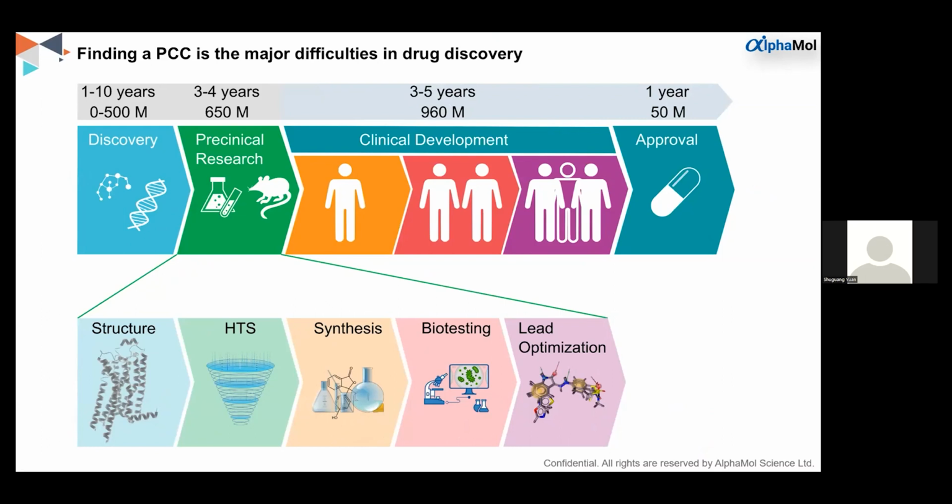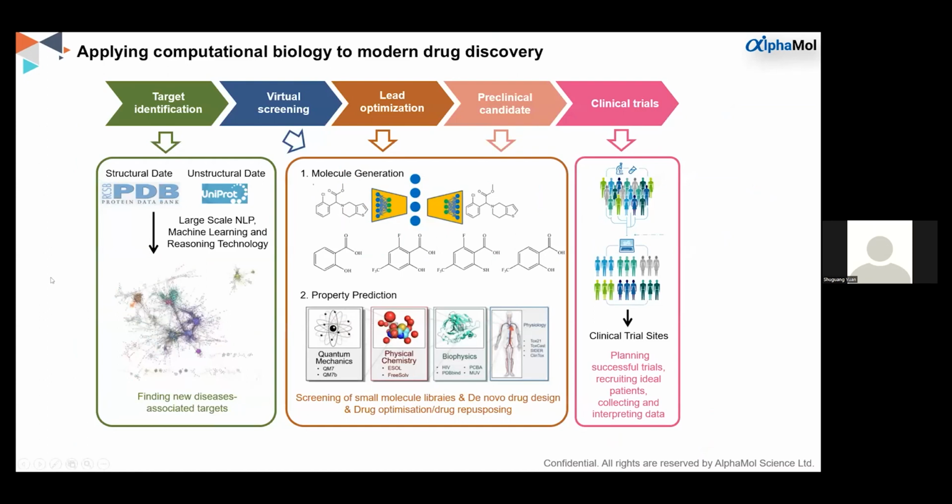speed up this process and advance the molecule into clinical trials or even to the market in a more efficient way? Computational methods play more and more important roles, especially with the advancing of artificial intelligence. As we can see from this pipeline, computational methods can play different roles in the whole drug discovery process, from target identification to virtual screening, to lead optimization, even to identifying the preclinical candidate, the PCC molecule. Some startups or research groups even apply computational methods to planning successful clinical trials, recruiting ideal patients, or interpreting data for the clinics.